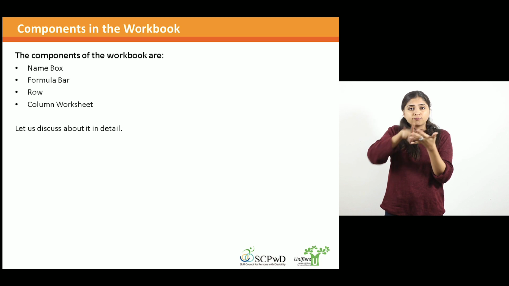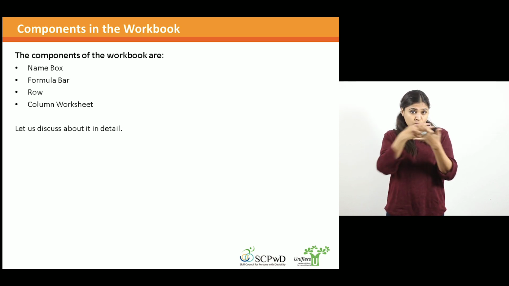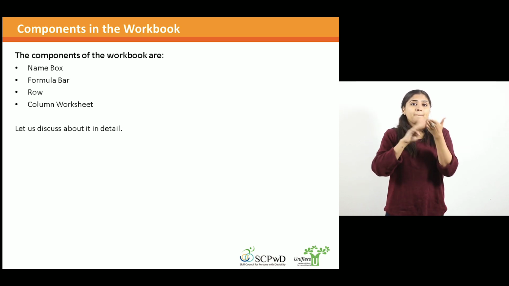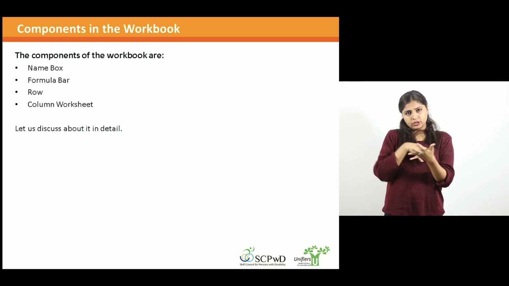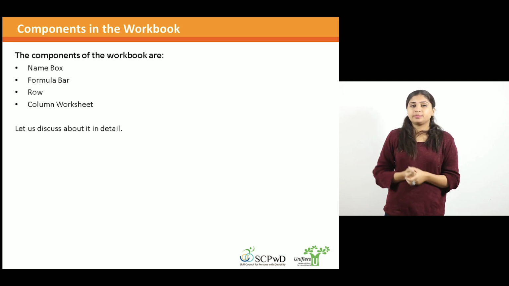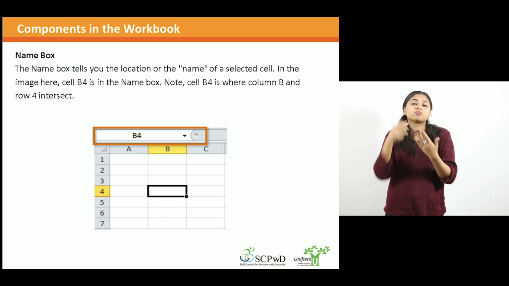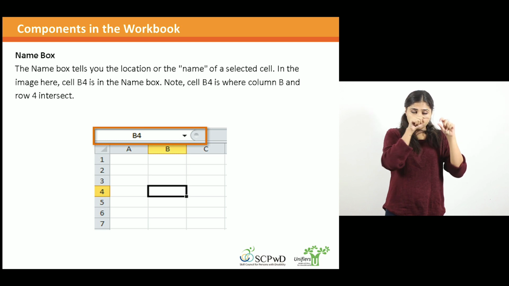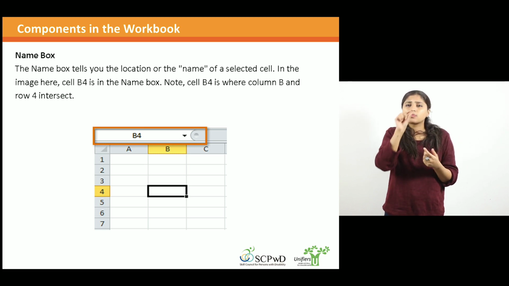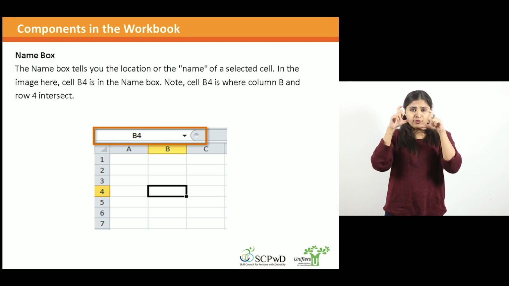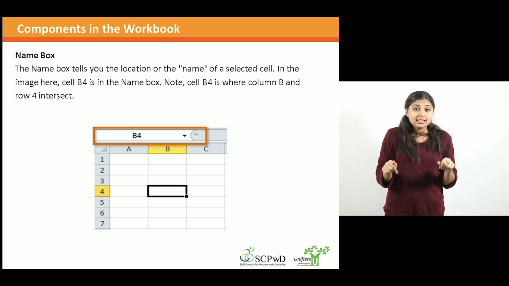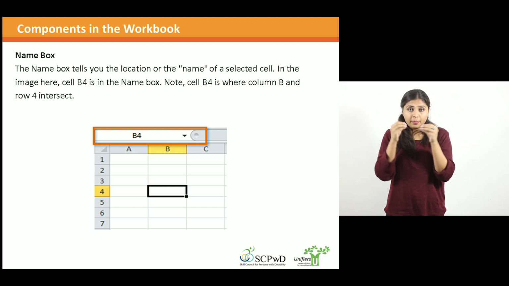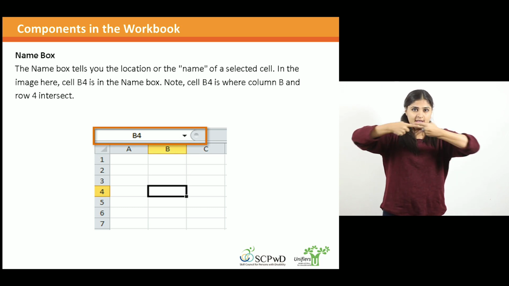Components in the workbook. The components of the workbook are the name box, formula bar, row, column, and worksheet. Let us discuss them in detail. Name box. The name box tells you the location or the name of the selected cell. In the image here, cell B4 is in the name box. Note, cell B4 is where column B and row 4 intersect.